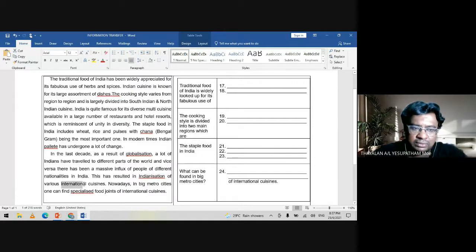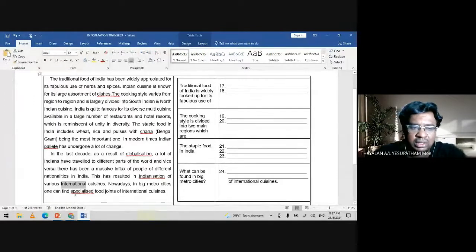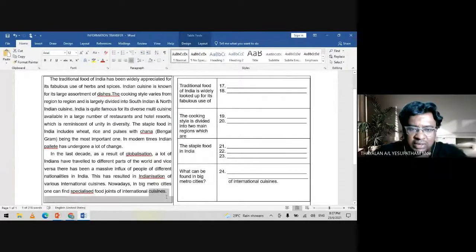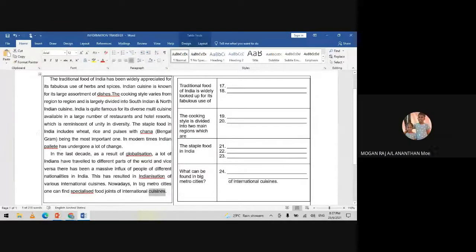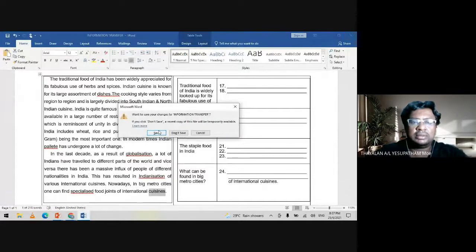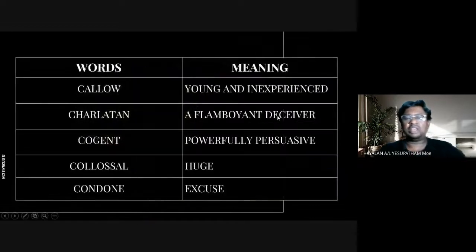Now, international. This one. Specialized. Very good. This one. Cuisines. Very good. Specialist. Very good. All right. Okay. Now, excellent. All right. Let's move on to the next one.